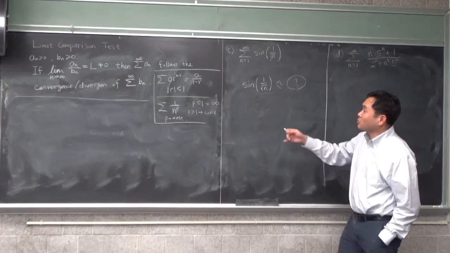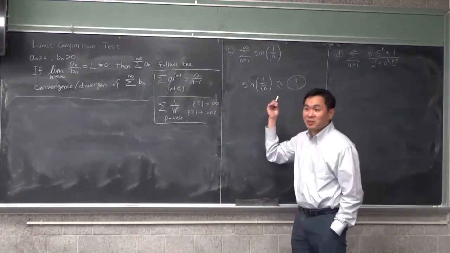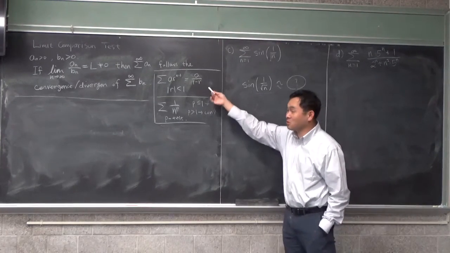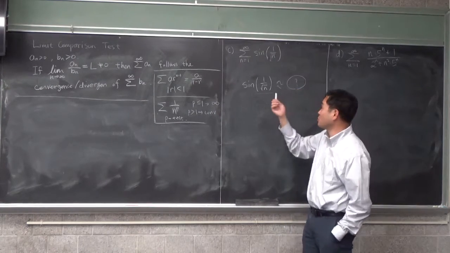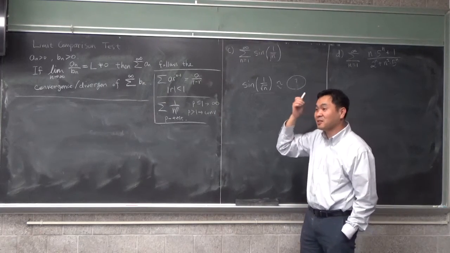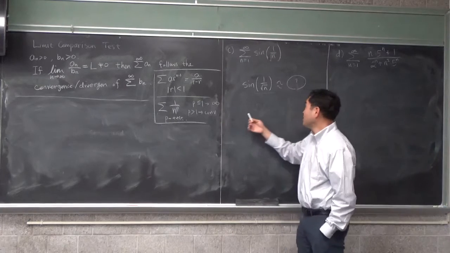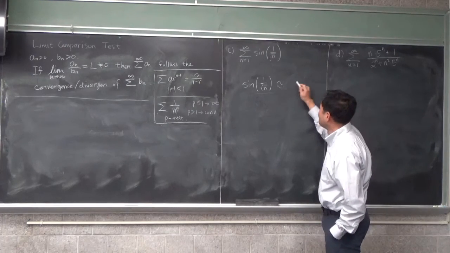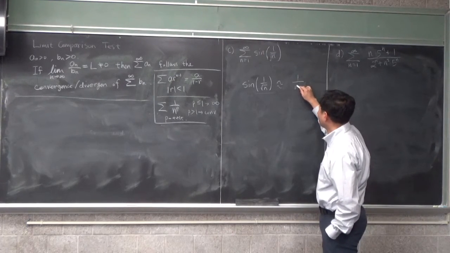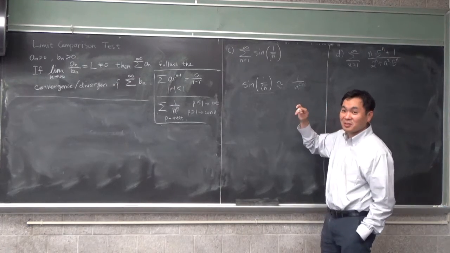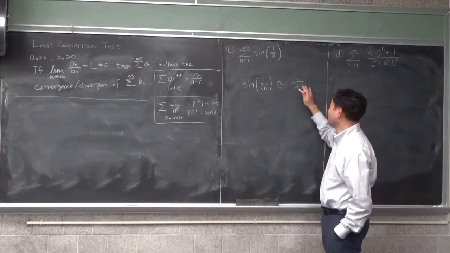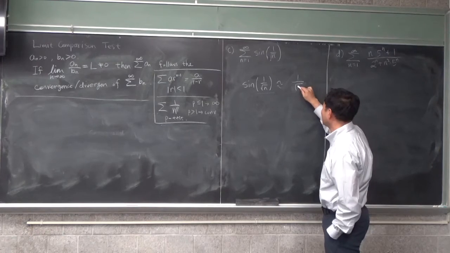So if you were to pick between one of these two, what would you pick? P-series or the geometric? Which one do you think is closer to this one? The p-series, right? Okay. So you think that this is similar to 1 over n to some power. What do you think this should be? 1/2? That's your hunch? That's a good hunch.